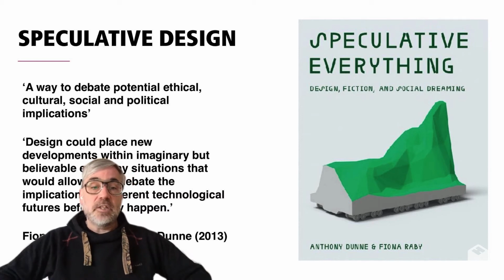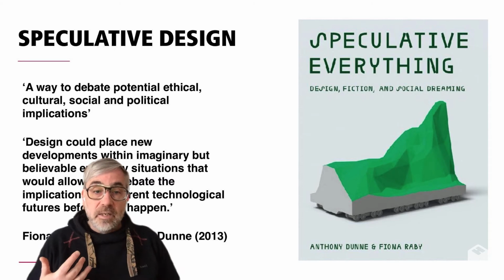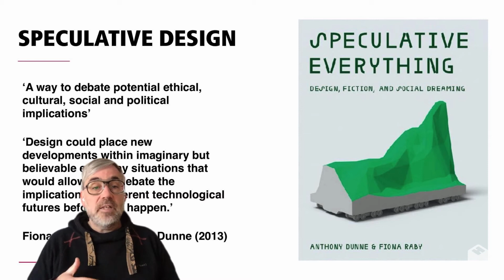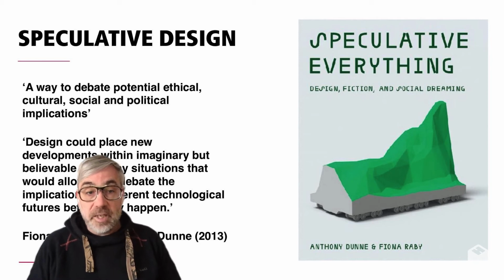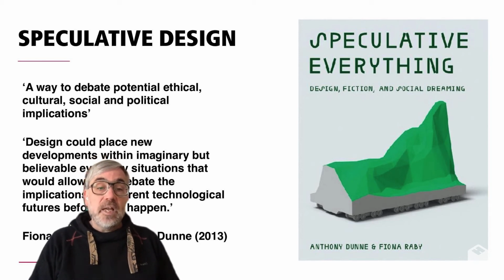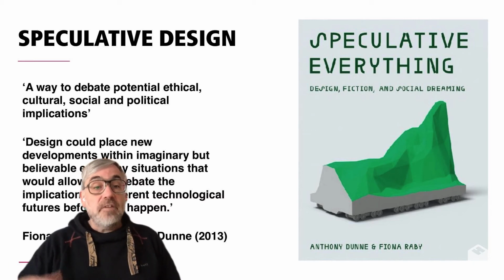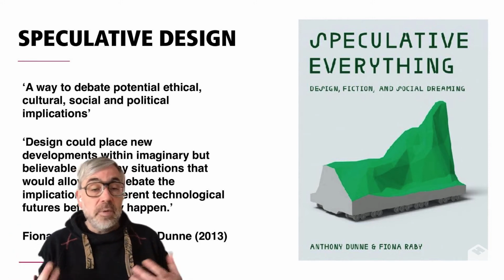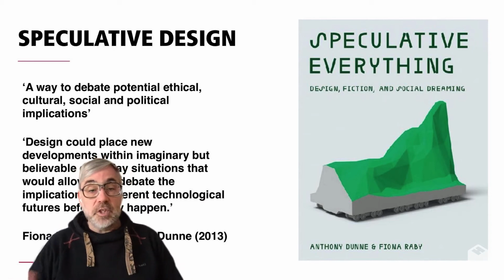So according to Fiona Raby and Anthony Dunne in their 2013 book Speculative Everything, speculative design is much more a way to debate potential ethical, cultural, social and political implications of design itself. So according to them, design could be helpful to, for example, think about the future and design for the future and then have a debate about it. Do we want this future or do we want something else? Do we maybe have to change something to come up with that future?